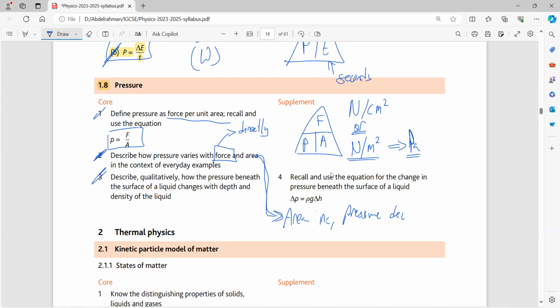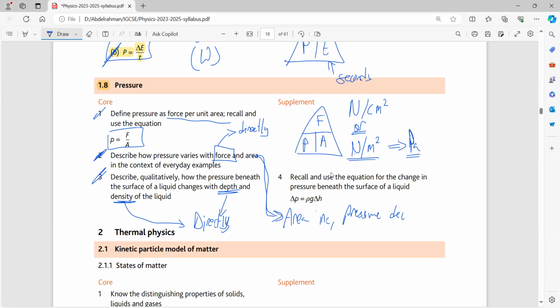Again, the pressure due to liquids: as the depth increases or as the density increases, the pressure increases. They are both directly proportional. As the depth increases, the pressure increases. As the density increases, the pressure also increases. That's all you're required to know for the pressure due to liquids.